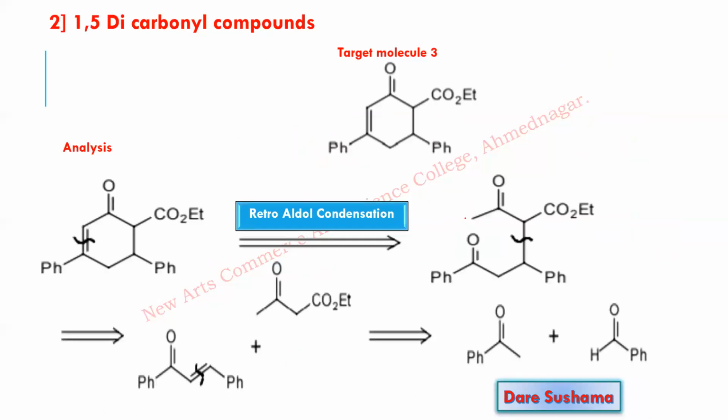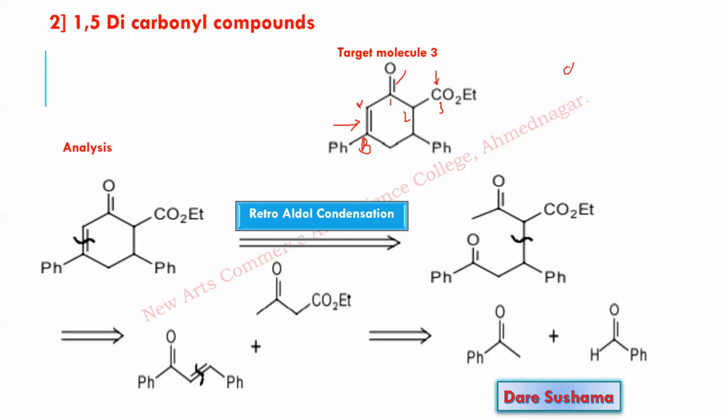Now in this target molecule, what do you see? So many different functional groups are there. This carbonyl group is there, this carbonyl group is there, this double bond is there. Among all the different functional groups, you first identify the relations. The first relation is an alpha beta unsaturated carbonyl compound. Another relation is 1,2 and 3.